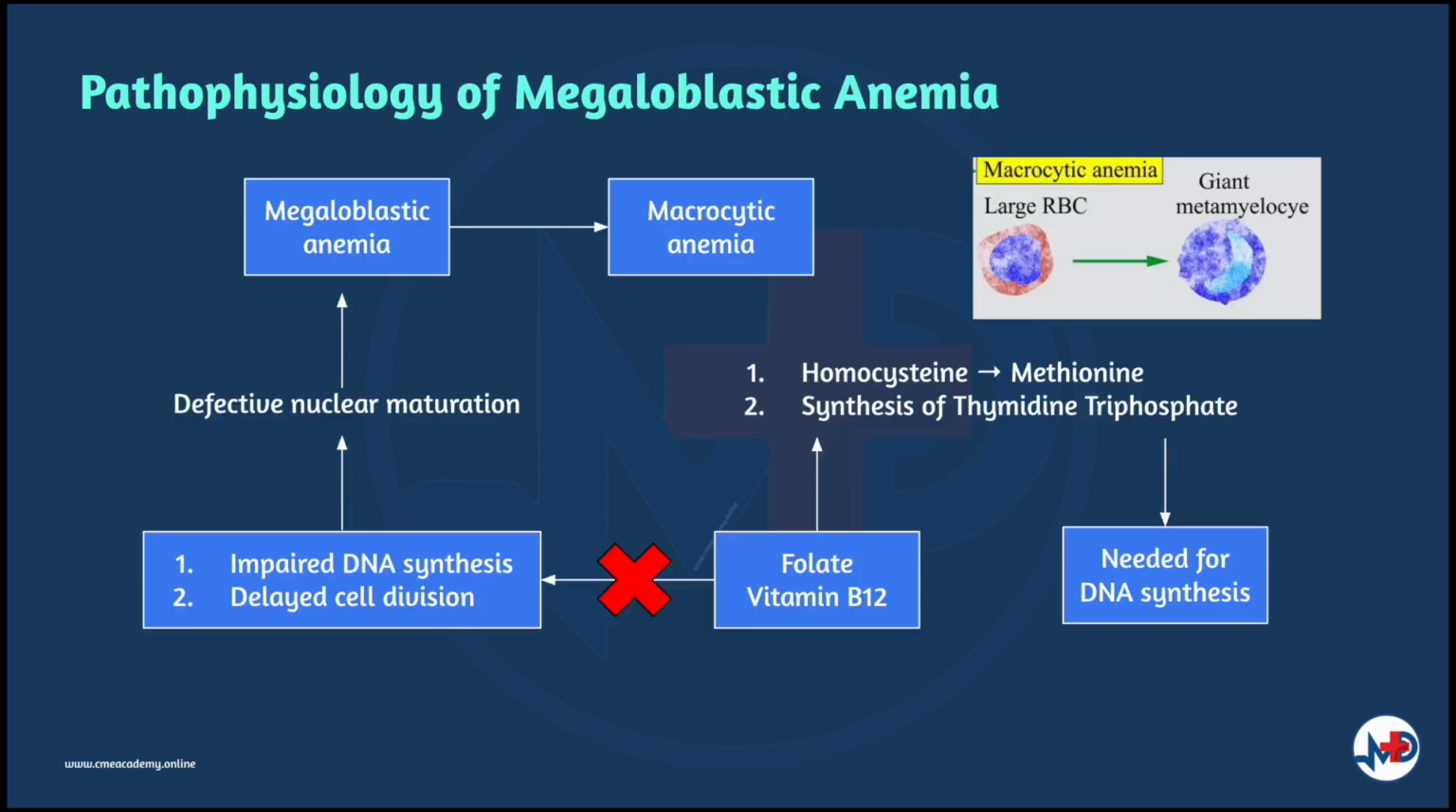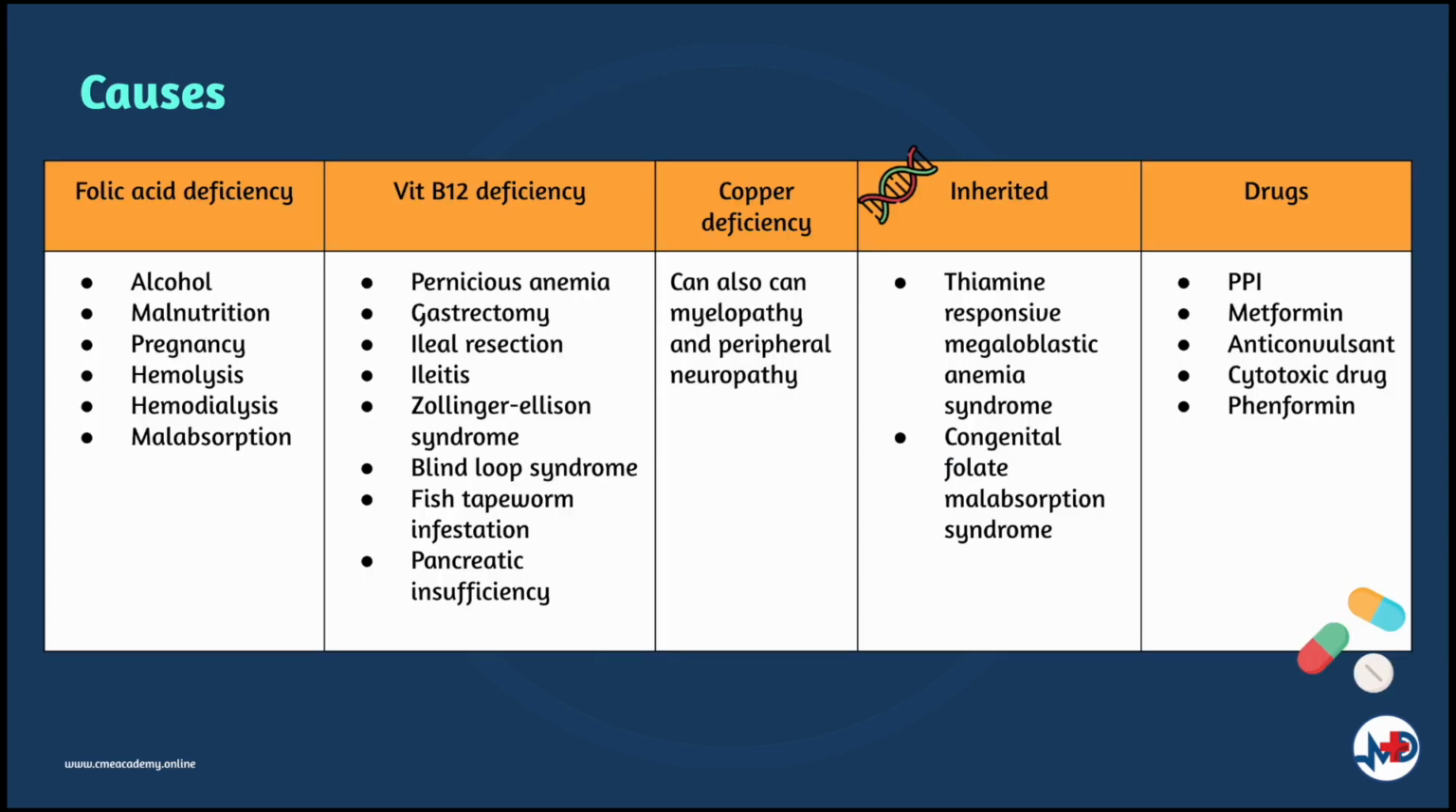Now, this condition is due to impaired DNA synthesis, which inhibits nuclear division. However, cytoplasmic maturation, which is mainly dependent on the synthesis of RNA and protein, would be less impaired. Therefore, there will be an asynchronous maturation between the nucleus and the cytoplasm of the erythroblast, explaining the large size of the megaloblasts.